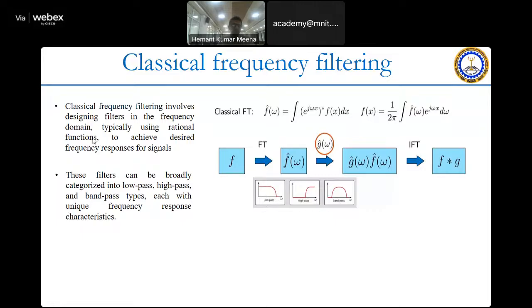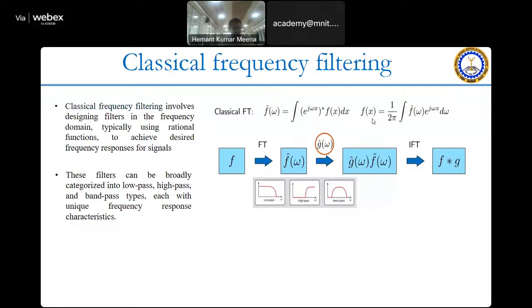How are these filters defined? You would have seen the different functions in our classical DSP to achieve desired frequency responses for a signal. As we have discussed, the filters can be categorized into low pass, high pass, and band pass, each with a unique frequency response characteristic. So what is actually going on in the classical Fourier transform? What is the base there? As we discussed, it is an exponential base, a complex exponential basis.